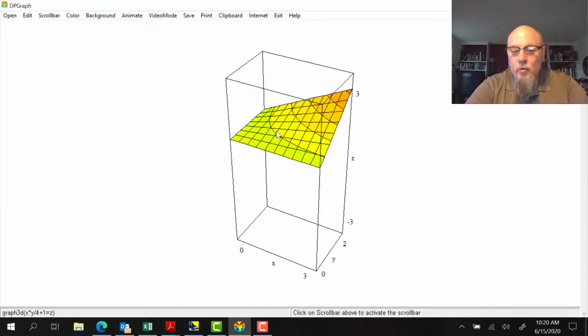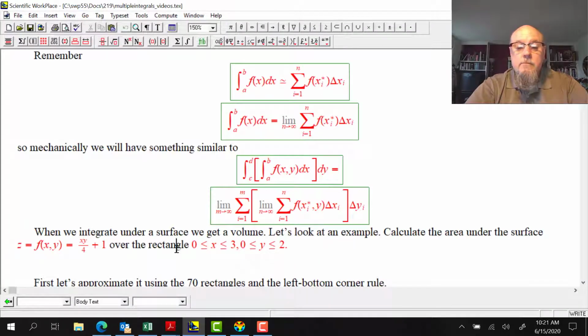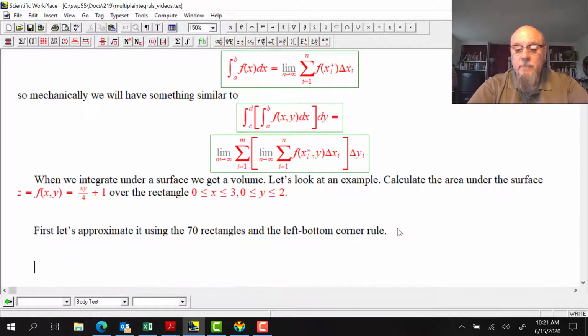And the way that it's been gridded off, each one of these rectangles, I'm going to think of as a rectangular prism. And I'm going to get the volume of that rectangular prism. The volume of a rectangular prism is length times width times height. So let's make a decision where we're taking the height from. We've got 4 corners, or we could do the midpoint of the rectangle. So it's chosen here, left bottom corner rule.